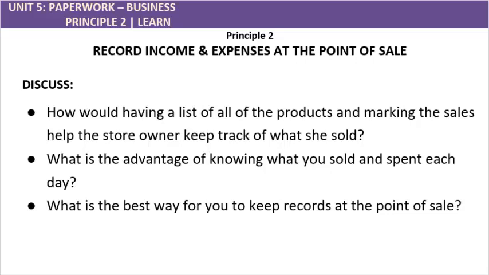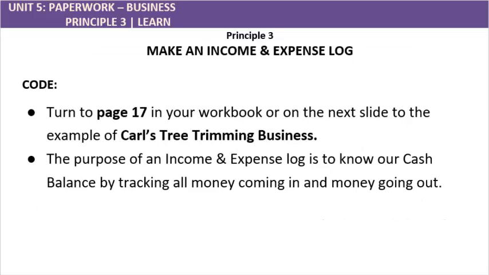Okay, so let's move on to principle number 3. Kindly turn to page 17 in your participation manual, and you would see an example of an income and expense log. It is titled Cow's Tree Trimming Business. In your participation manual, kindly go to the example of Cow's Tree Trimming Business and look at the income and expense log for the month of March.